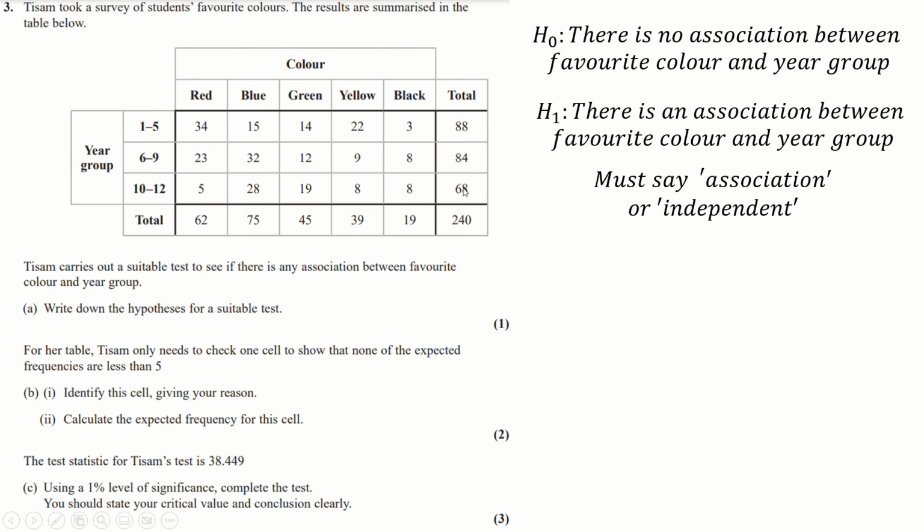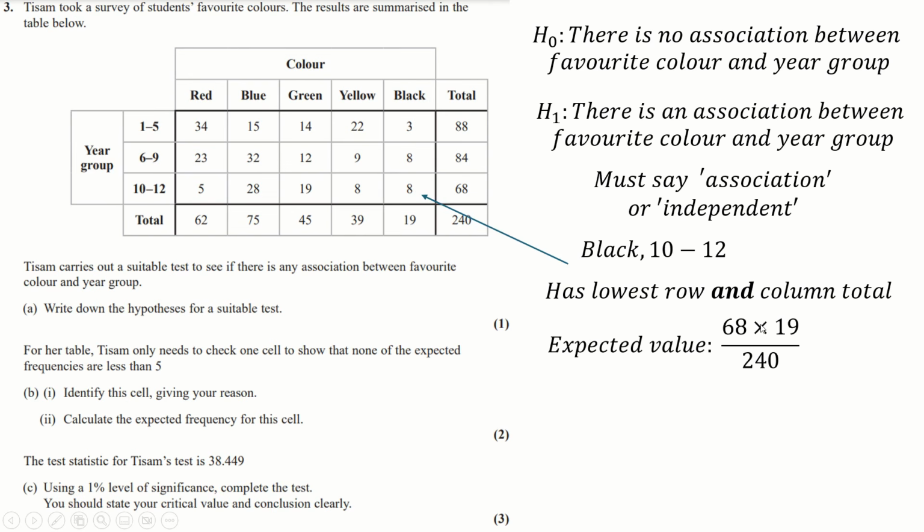So you're just saying the probability of being in this row is this over this, times the probability in this column, which is this over this, times 240, and essentially just one of the 240s cancels, and you end up with this idea, which is this, which is bigger than 5, so you don't collapse it.